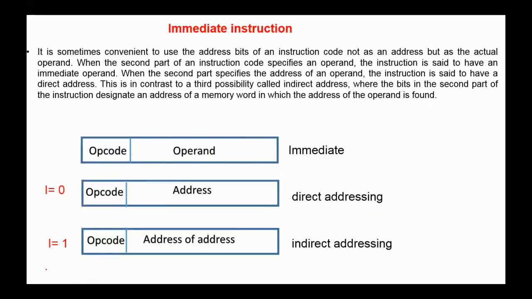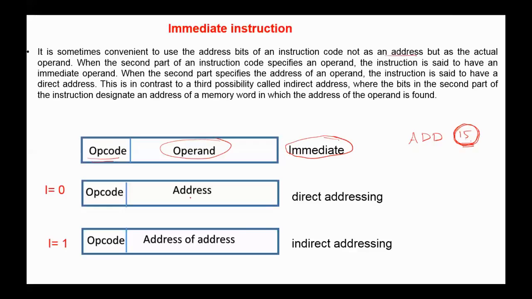It's sometimes convenient to use the address bits of an instruction code not as an address, but as the actual operand. In this case, the addressing mode is called immediate addressing mode. In the instruction, we have the operation code and the operand itself. For example, the instruction add 15 adds the value 15 to the contents of the accumulator. In this instruction, the operand is directly included in the instruction. So this type of addressing is called immediate.